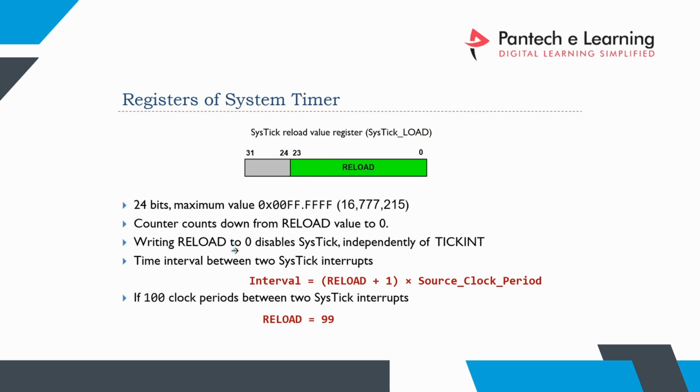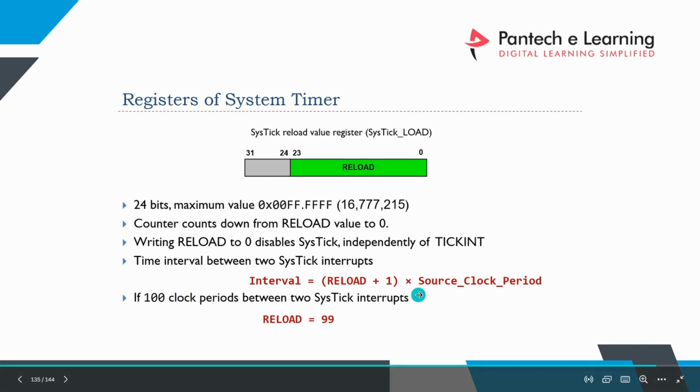So the counter counts downwards from the reload value, which is the maximum value we are given, to 0. This is a system clock, independent of the system ticking. System tick means it is an interrupt. To calculate the time interval between the 2 ticks, you can use this formula: reload plus 1, which is 15 plus 1 will be 16, into the source clock period. You can use the clock frequency to measure the interval.